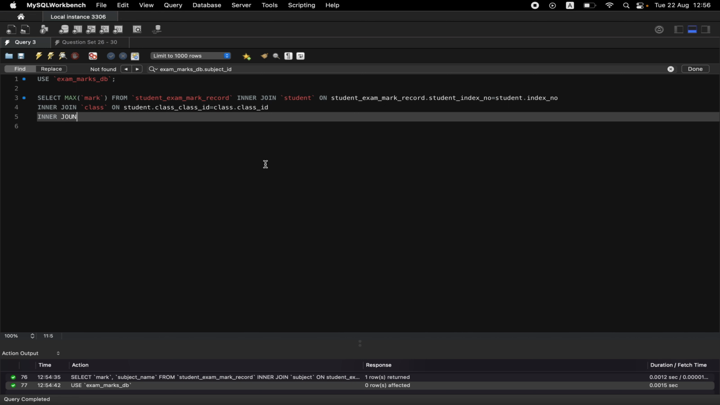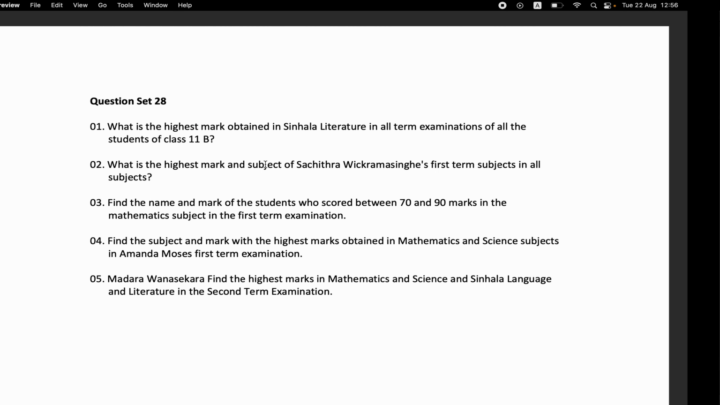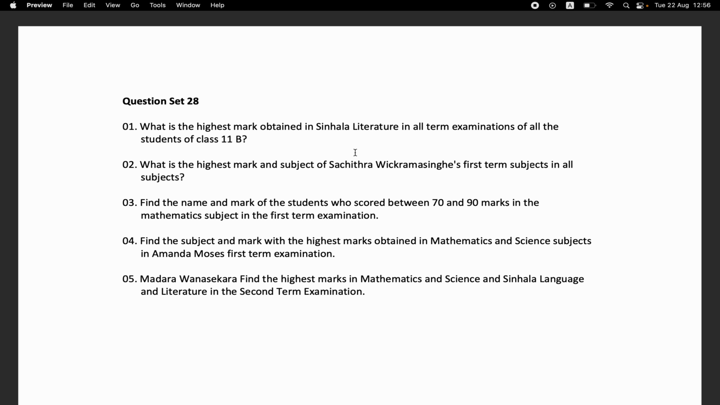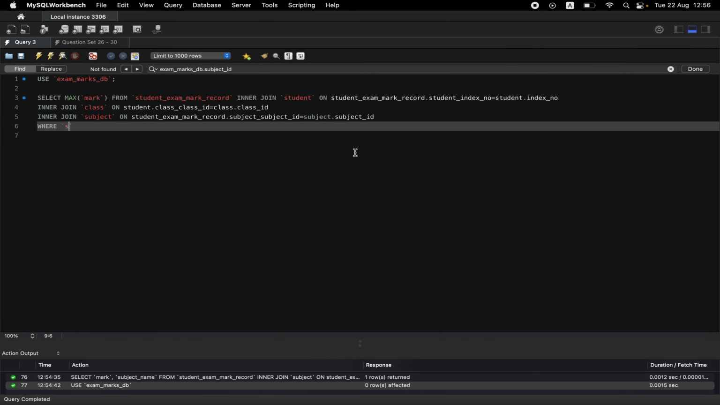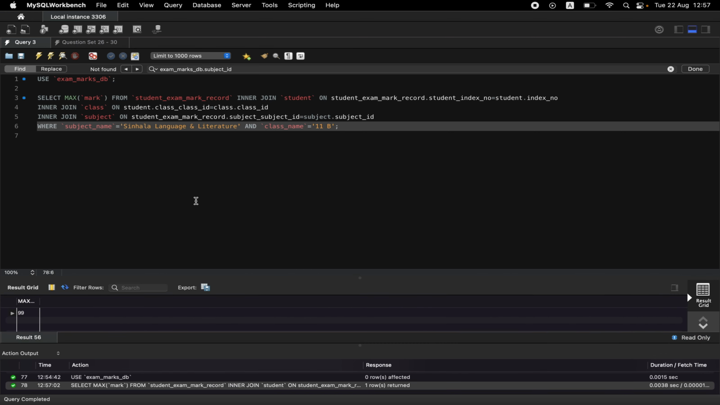and we need inner join the subject table on student exam mark record the subject id is equal to subject dot subject id, where subject name is Sinhala language and literature, class name is 11B. So the answer is 99.